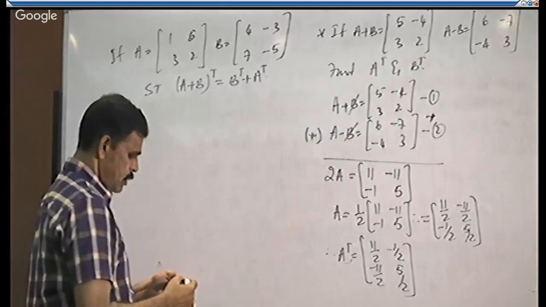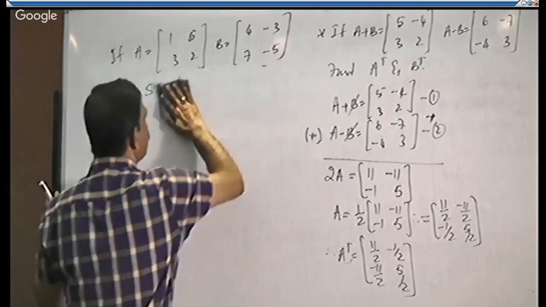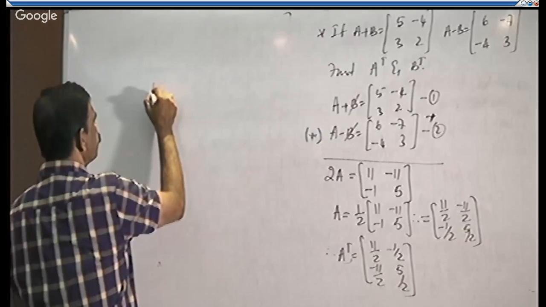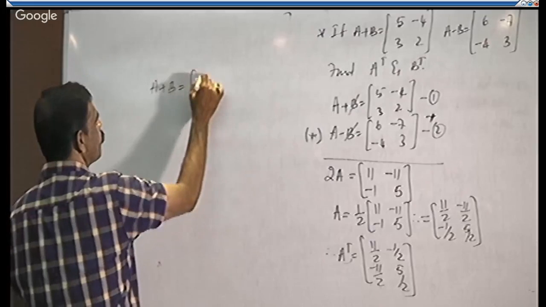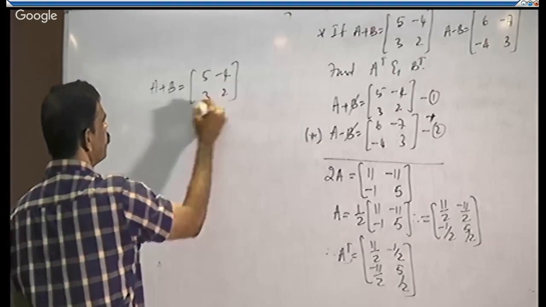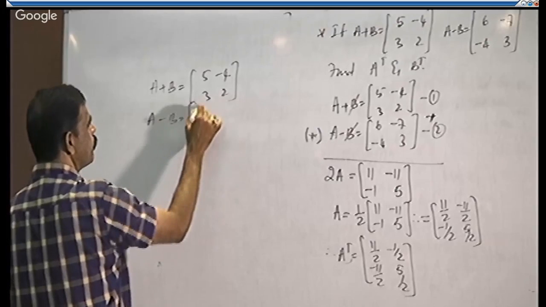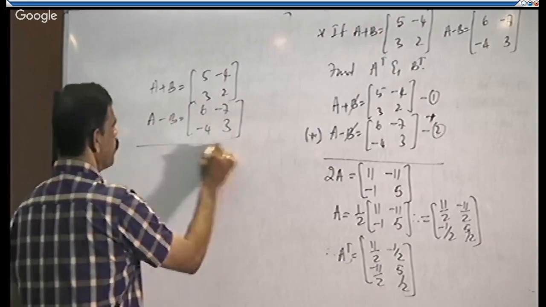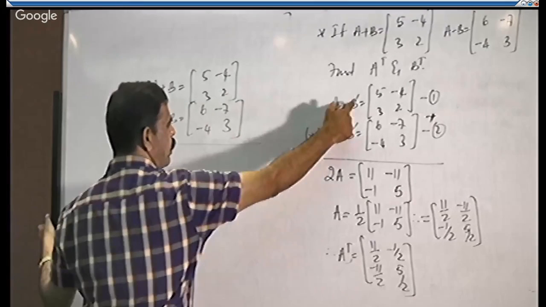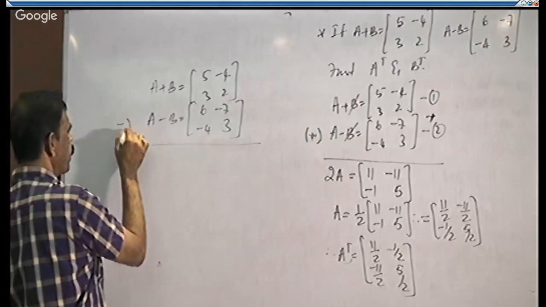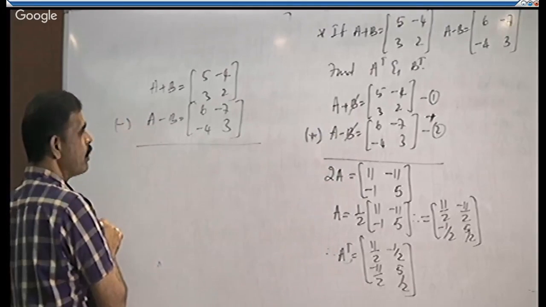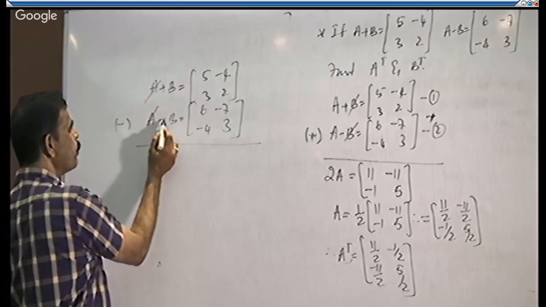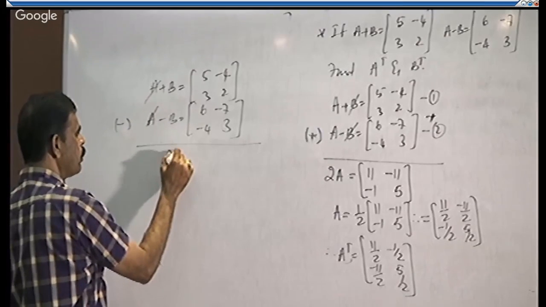To get B, you need to cancel A. Okay. How to cancel A? Take the same equations. A plus B is equal to what? [5, -4; 3, 2]. A minus B is equal to [6, -7; -4, 3]. Here, if I add it, B gets cancelled. Suppose if I subtract left hand side and right hand side, A gets cancelled. Plus A minus A cancelled. Plus B minus of minus what? Plus, it becomes what? 2B.